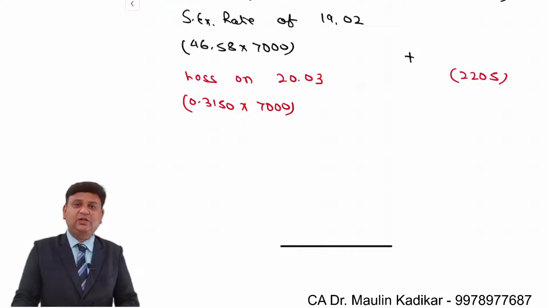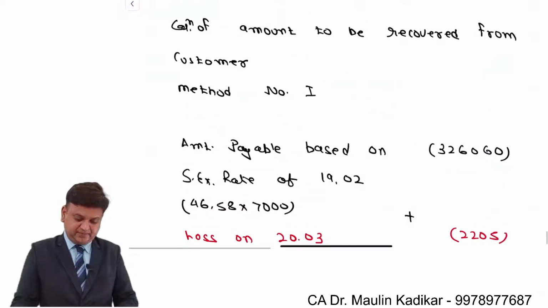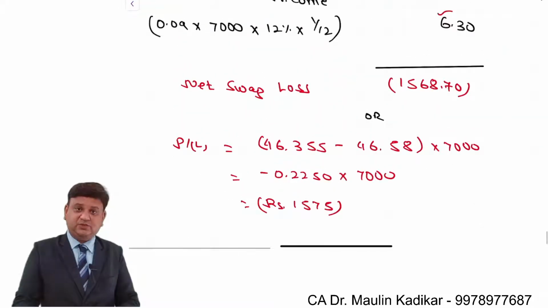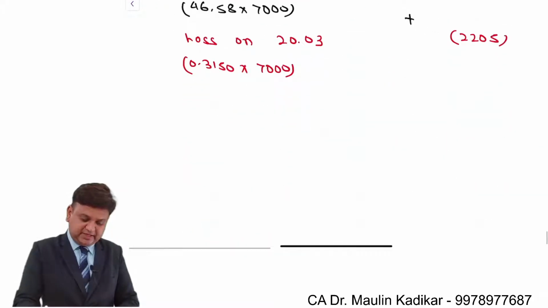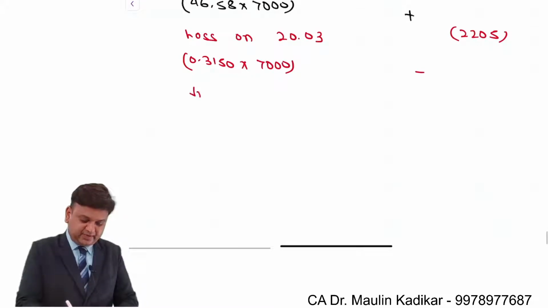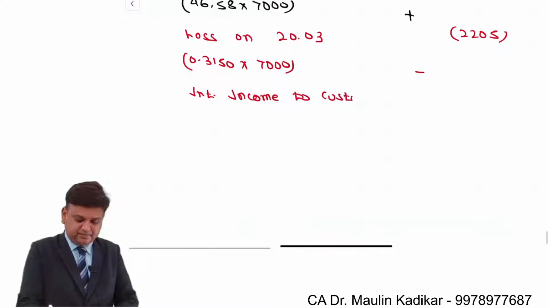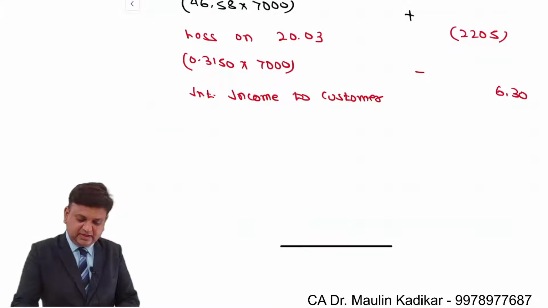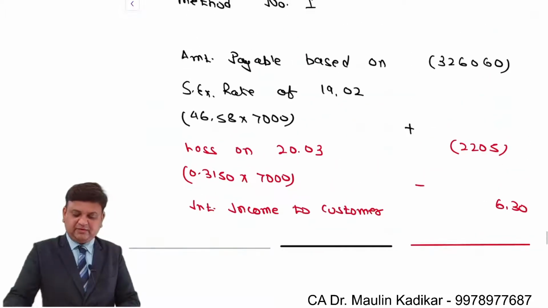Okay, that is the loss which you are required to pay on 20th of March. However, there will be an interest income of 6 rupees 30 paise. So less interest income to customer, that is 6 rupees 30 paise. This is the way we can compute the amount to be recovered from the customer.